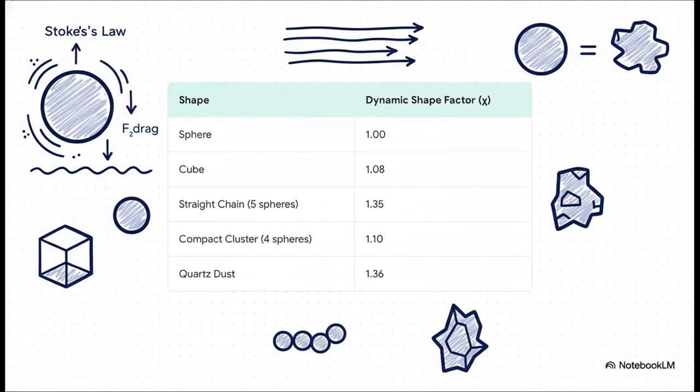Now, here's the thing you have to burn into your memory. This factor is pretty much always greater than 1. What does that actually mean? It means your irregular, real-world particle is going to feel more drag. It's going to settle more slowly than a nice, smooth sphere of the same volume would. This is a super important point for any aerosol researcher.